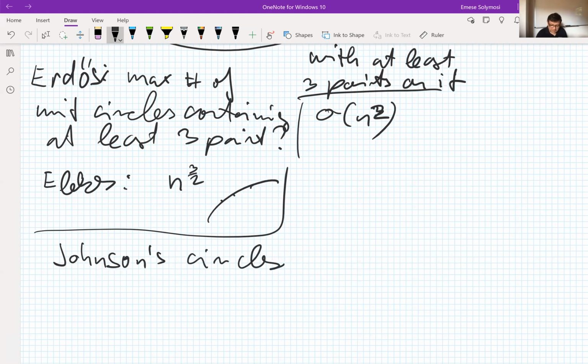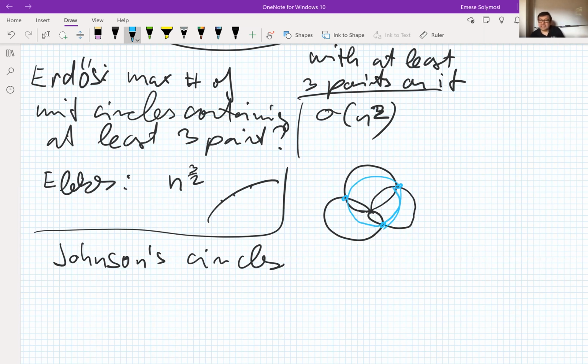And this is a very nice, elegant statement. If you have three unit circles, my drawing is not that nice, and you see the three intersection points, then they form another unit circle. So that's another unit circle.